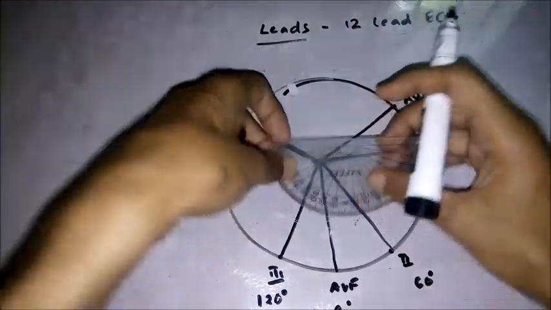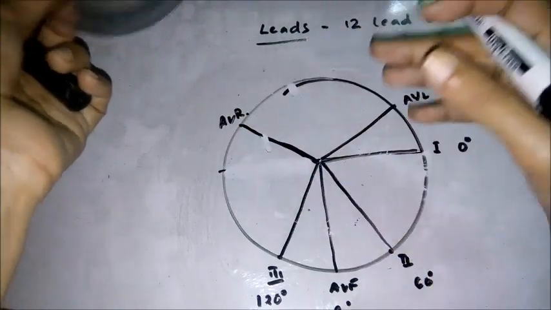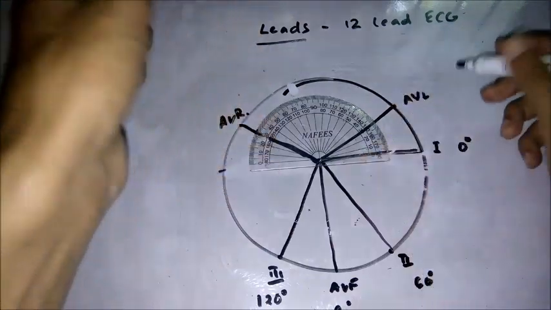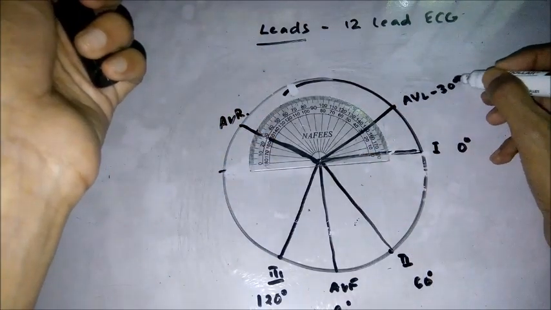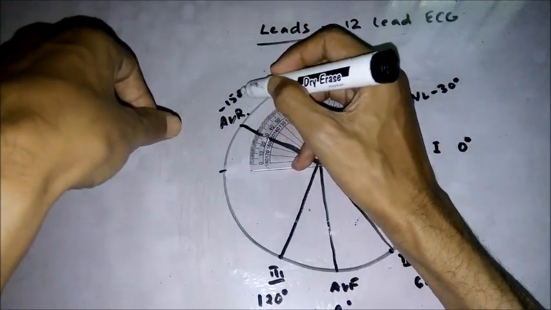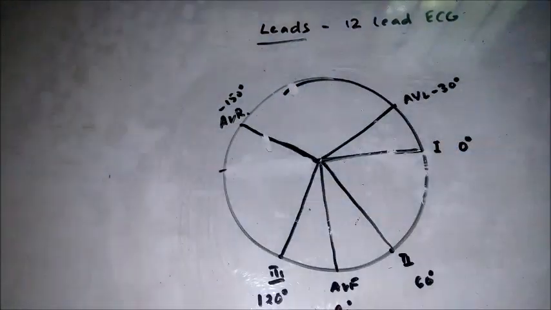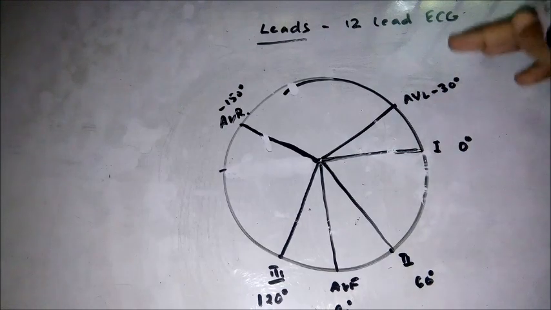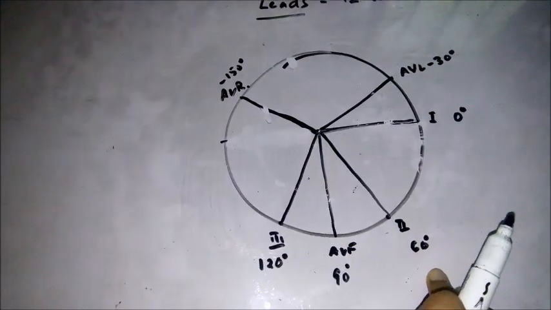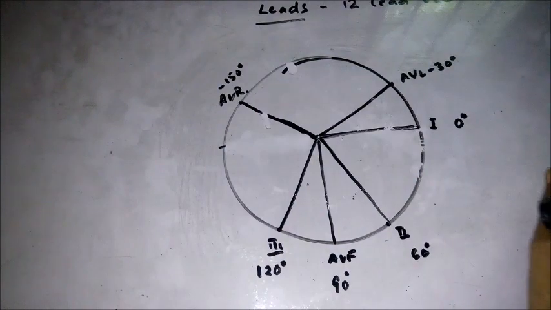Similarly, on the other side, we will have a minus. The degrees will be in minus because they're going on the other side. So AVL makes an angle of minus 30 degrees, while AVR makes an angle of minus 150 degrees. So you just need to have an idea of the axis of these individual leads: minus 30 for AVL, lead 1 is 0, 60 for lead 2, AVF is 90, 120 for lead 3, and minus 150 for AVR.